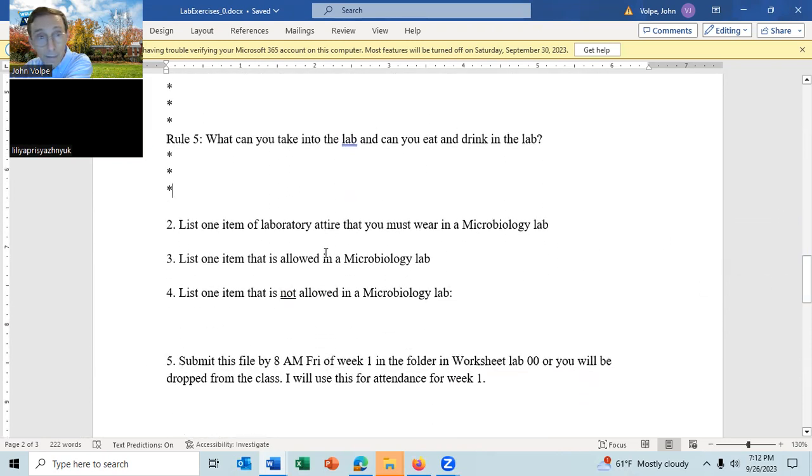And then 2, list 1 item of laboratory attire that you must wear in the microbiology lab. 3, list 1 item that is allowed in a microbiology lab. And then 4, list 1 item that's not allowed in the microbiology lab. And then 5, make sure you submit this worksheet by 8 a.m. Friday of week 1 in the folder to worksheet lab 00, or you will be dropped from the class.